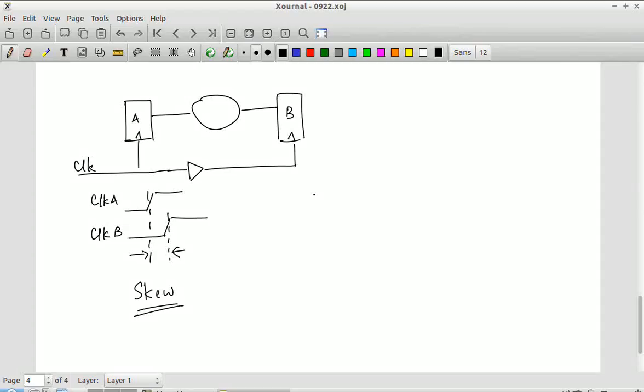So in such a situation, what happens? How do you do the analysis? Okay? So once again the same thing. When does the clock edge arrive at A? Let's assume that it arrives at some time 0. Okay? 0 plus TCQ of A is the time at which the data comes to the output of A. This plus the propagation delay of the combinational logic is the time when it arrives at the input of B.